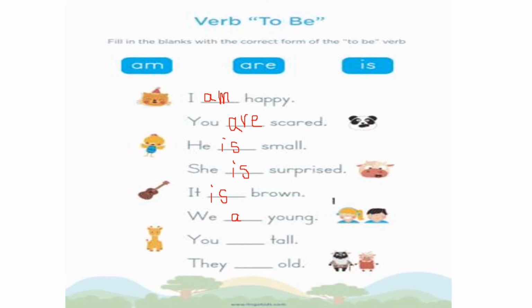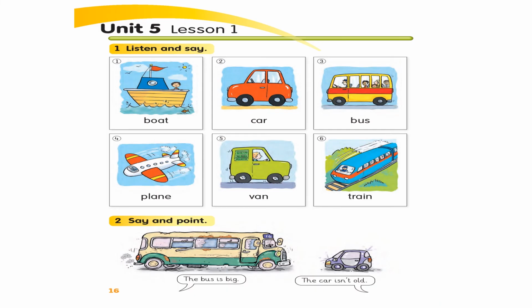We are young. We are young. Okay, you tall. Again, you are. You are tall. You are tall. They old. They is? No. They are. Yes, very good. They are old. Okay? This is how we use verb to be. Okay? Verb to be. Good.